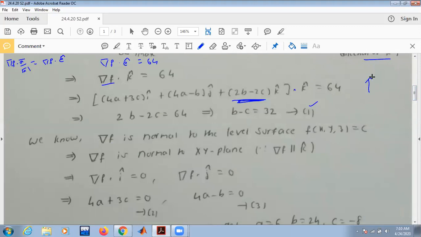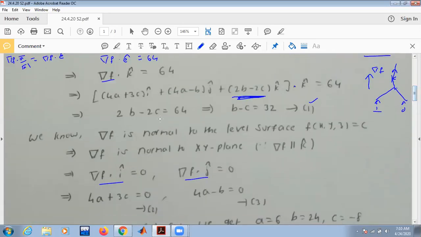And we know del f is parallel to k bar, but we know k bar is perpendicular to i bar as well as j bar. Is that okay? K bar is perpendicular to i bar and j bar, and k bar is parallel to del f. Therefore, del f will be perpendicular to i bar. Del f will be perpendicular to j bar also. Is that okay? Yes, sir. And the dot product of perpendicular vectors is 0. So del f dot i bar equal to 0, and del f dot j bar is also equal to 0.